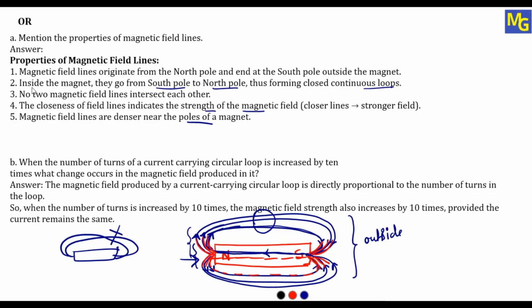So these are the properties of the magnetic field lines. Maximum three properties will be asked. Remember all five. Whichever you feel is easy, those properties you can write in your answer.